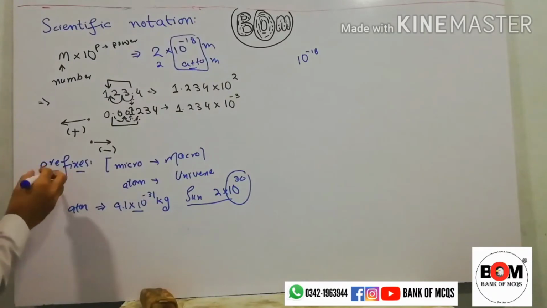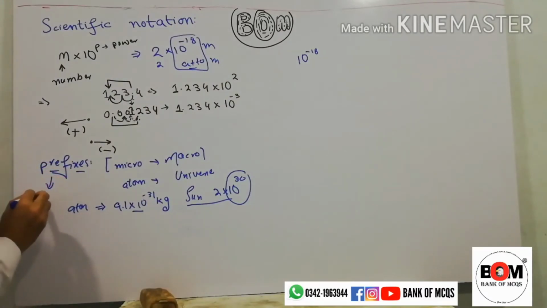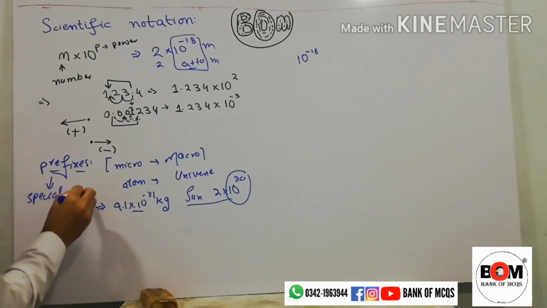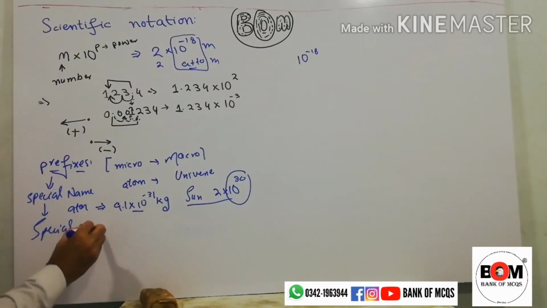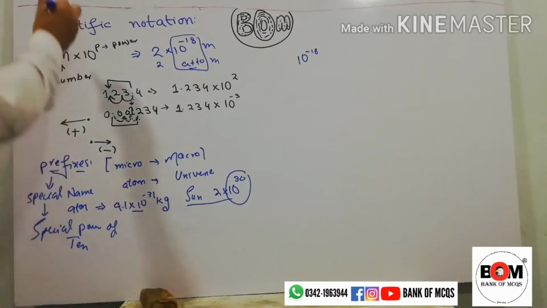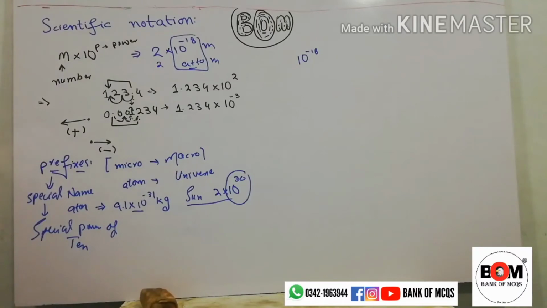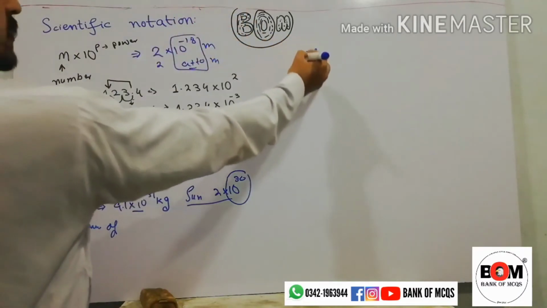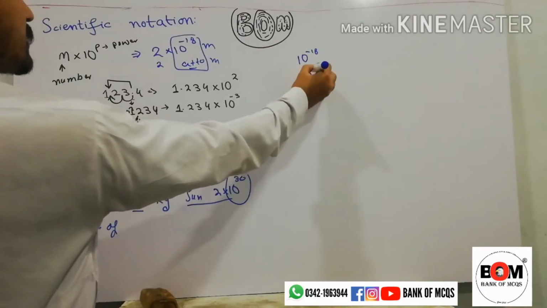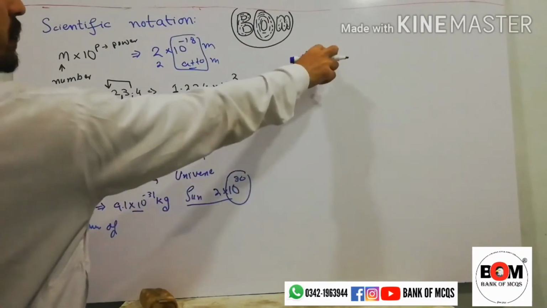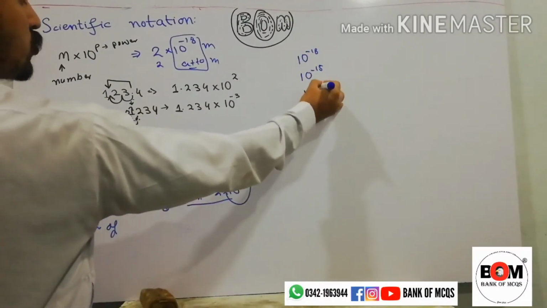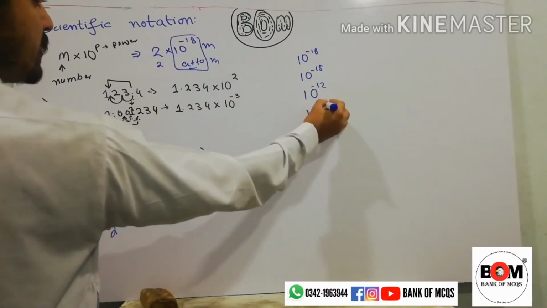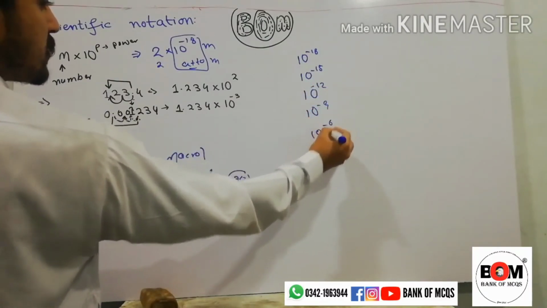So what are prefixes? Prefixes are special names given to special powers of 10. The special powers start from 10 raised to the power minus 18, the next is minus 15. Remember, these are just multiples of 3: 3 fives are 15, 3 sixes are 18, and so on. We decrease: 3 fours are 12, 3 threes are 9, 3 twos are 6, and 3 ones are 3.